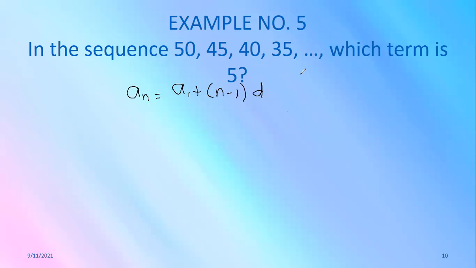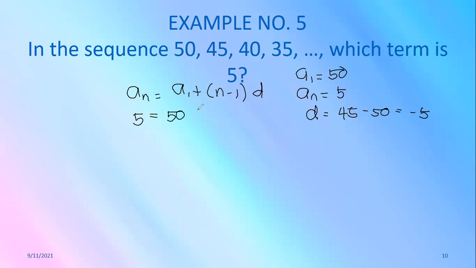So let's list down all the given parameters. Our first term is equal to 50. Of course, the nth term is equal to 5. The common difference is 45 minus 50, which is equal to -5. Substituting all the given parameters into the formula, that becomes 5 equals 50 plus n minus 1 multiplied by -5.